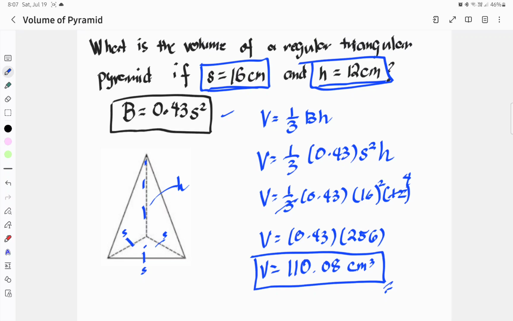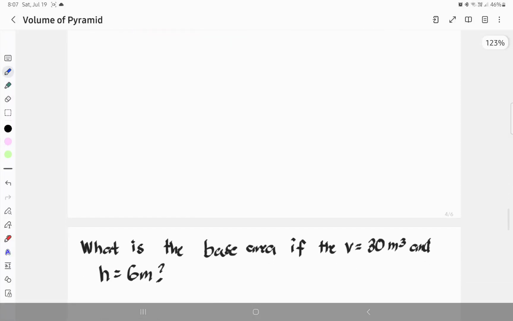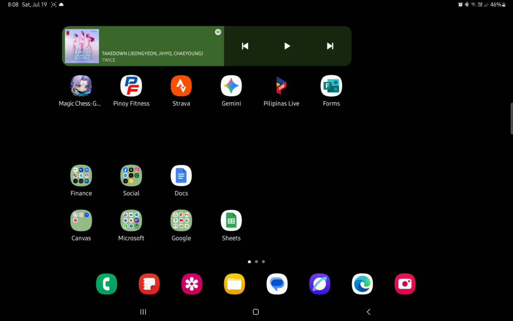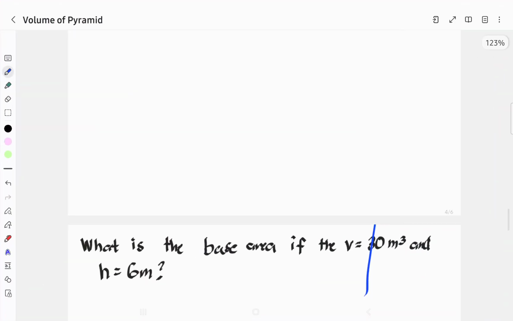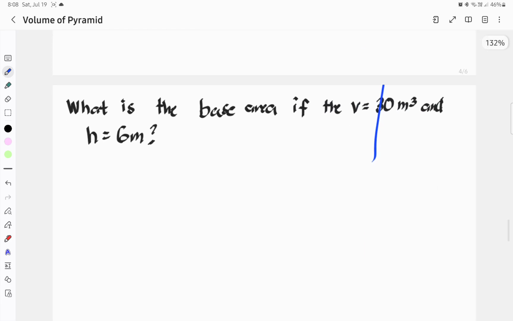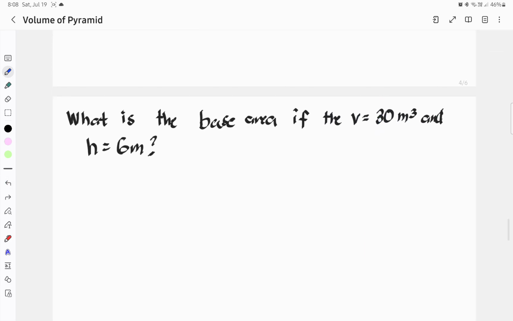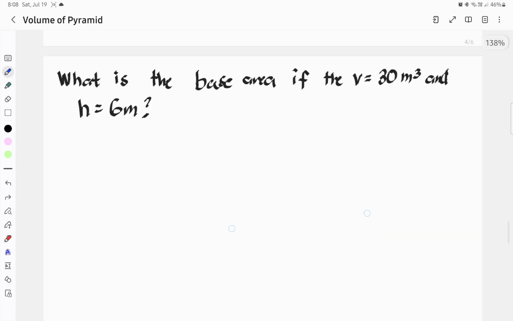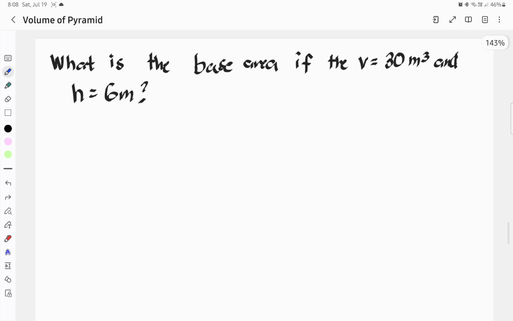Now let's have another one. What is the base area if the volume is 30 cubic meters and the height is 6 meters?